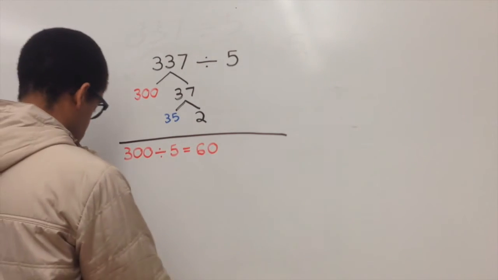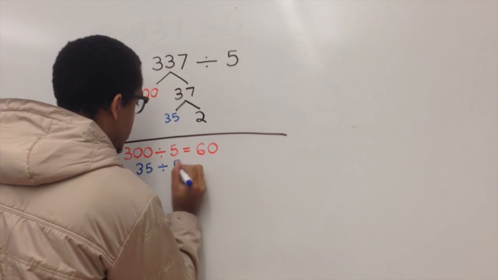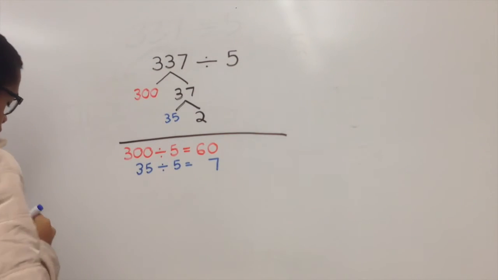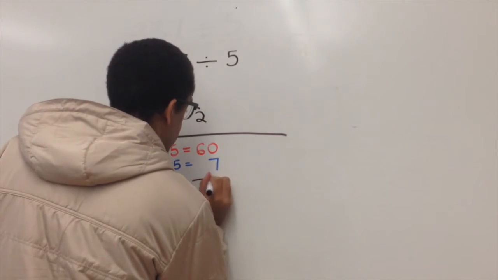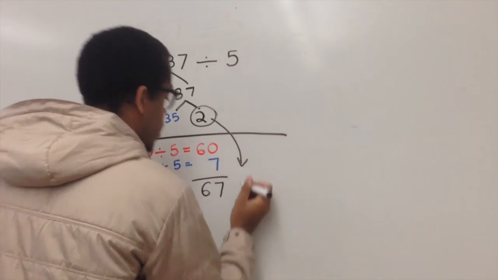As shown in our prediction, we know that 300 divided by 5 is equal to 60. 35 divided by 5 is equal to 7. Ultimately, we can add the 60 and 7 together to get a total of 67 with a remainder of 2.